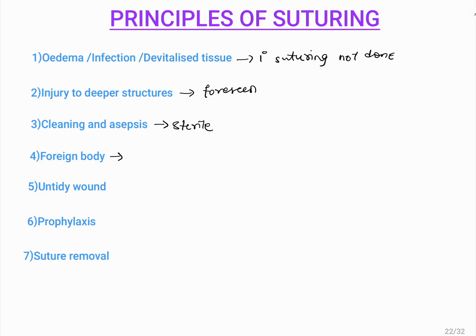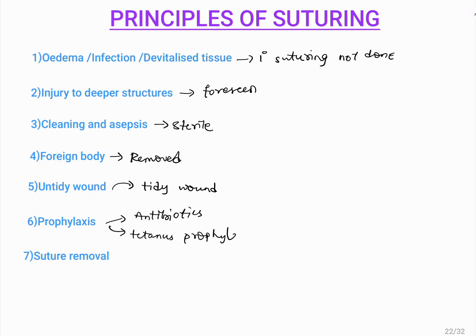Presence of any foreign body at the site of wound should be removed. The untidy wound should be converted to a tidy wound. And prophylaxis like antibiotics should be given before suturing, and tetanus prophylaxis should be given to avoid any kind of infection. After suturing, there should be a proper inspection of the suturing, and the removal of suture should be done after 7 days. This will be the part of follow-up.